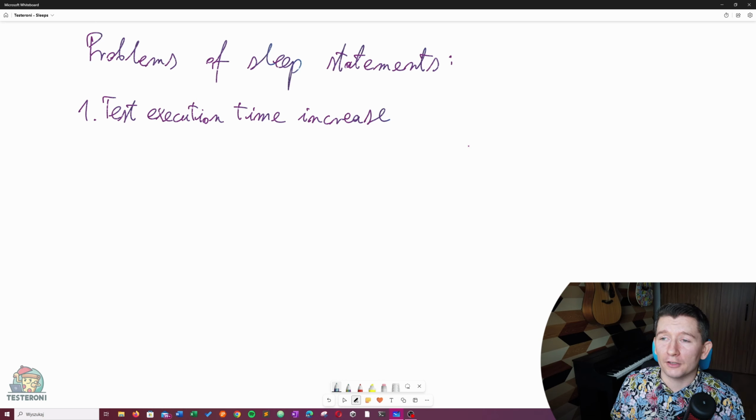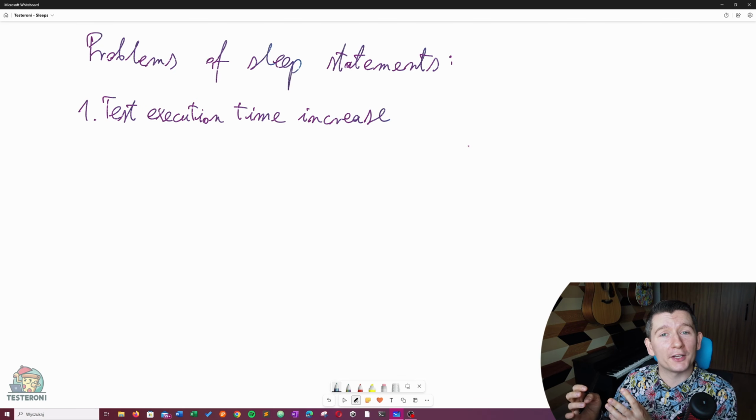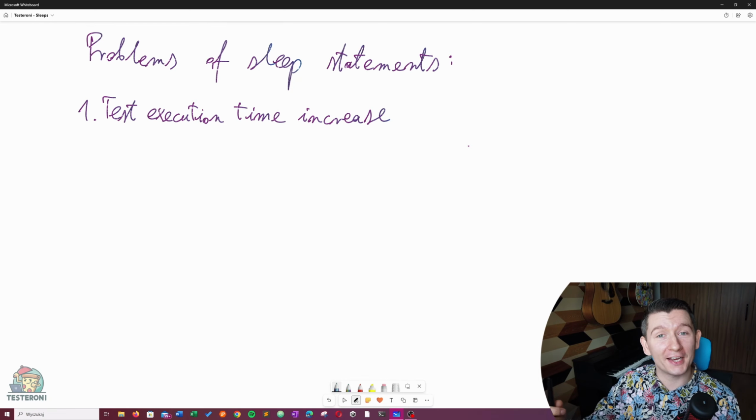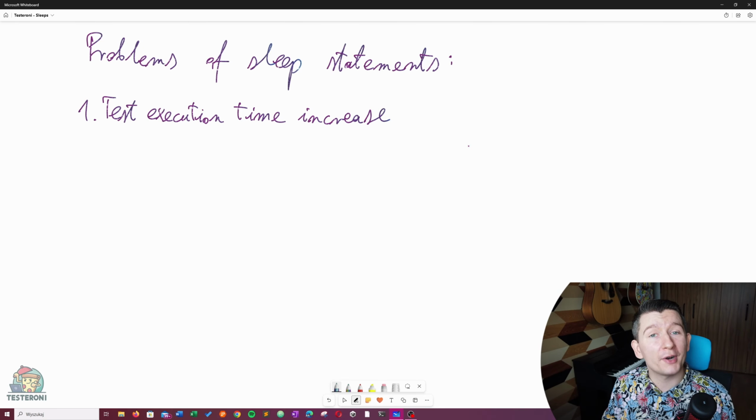The repercussion of such a situation is that sleep statements add unnecessary wait time to the test execution. As we have discussed before, you basically always have some unneeded overhead if you add sleep statements, because they are waiting for a specific predetermined time. They are not waiting just for something to happen. That's what waits are for, and we're going to talk more about them in the next video. They are waiting for a duration to pass.